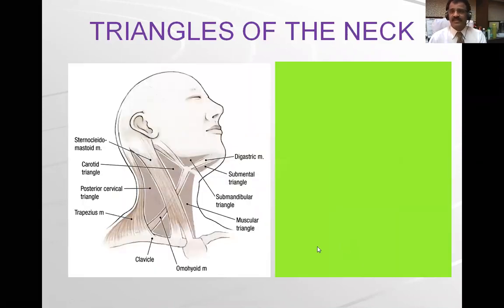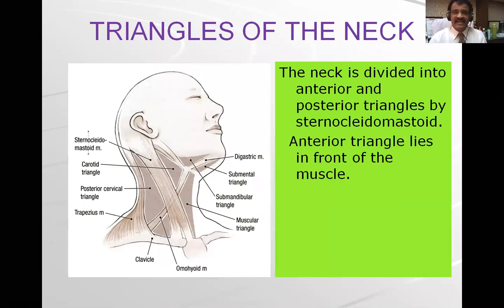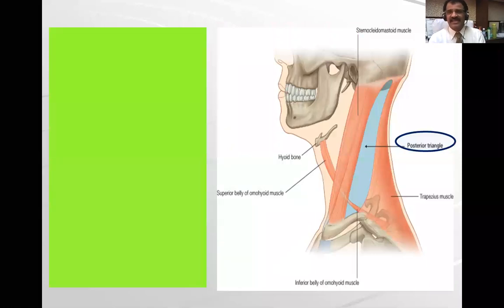The neck is divided into anterior and posterior triangles by the sternocleidomastoid muscle. The anterior triangle lies in front of the sternocleidomastoid muscle. You can see the red margin drawn in this image, and the posterior triangle lies behind it, which is shown in a light green color. Okay, yes, that is a good word.